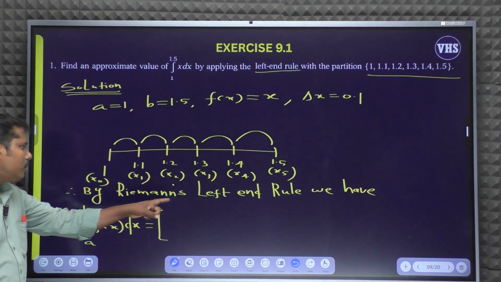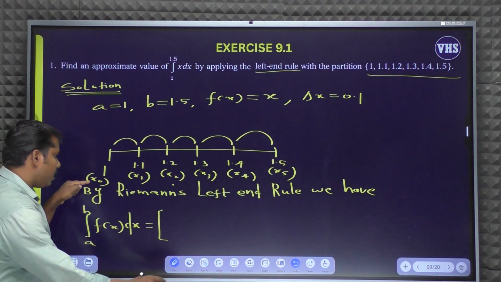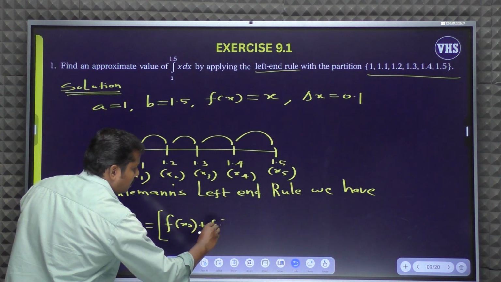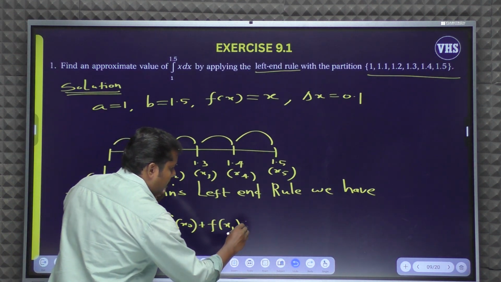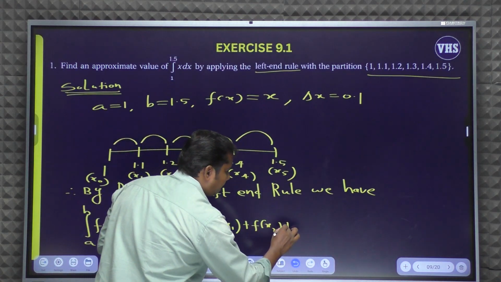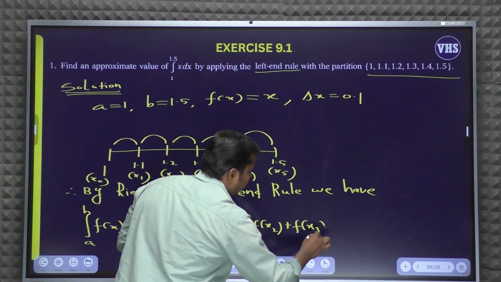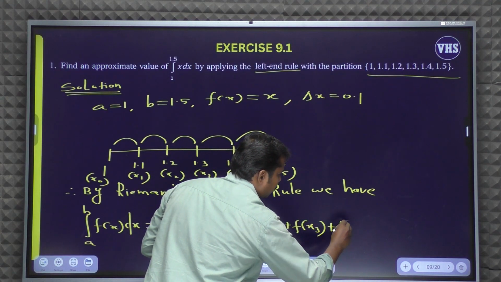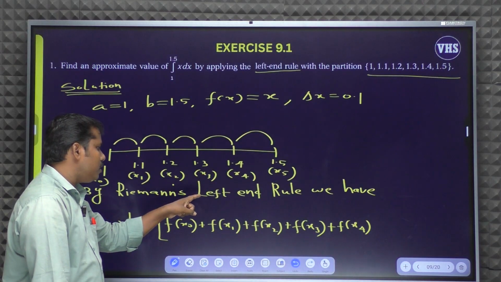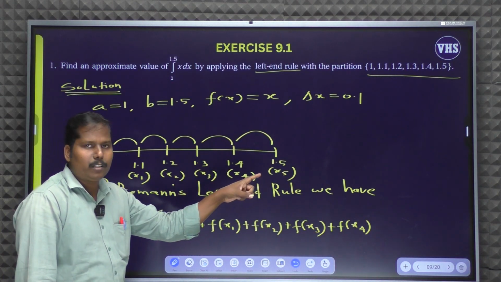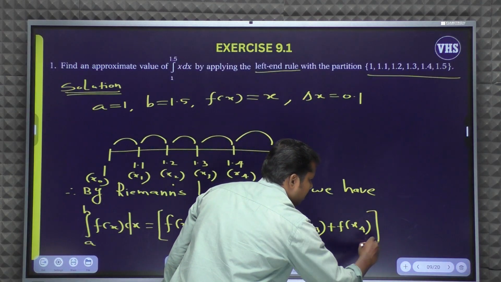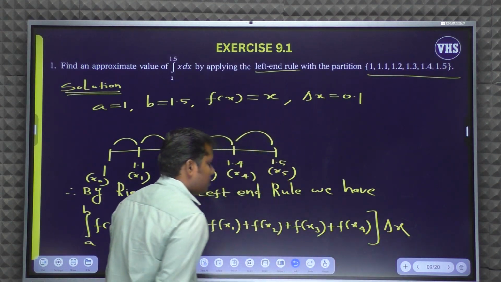So left hand means we need to start with the left hand. What is the left hand point? x naught. So f of x naught, then plus f of x1, after that f of x2, then f of x3, then f of x4. Students, you should not take x5 there. Left hand means you should start with left hand. Right hand should not be taken. So don't take x5 there. Close it up. Finally, you should take delta x.